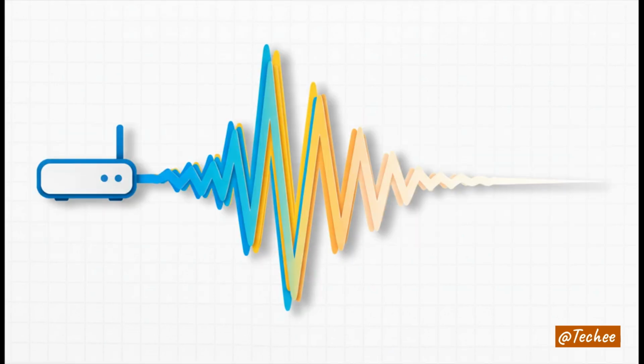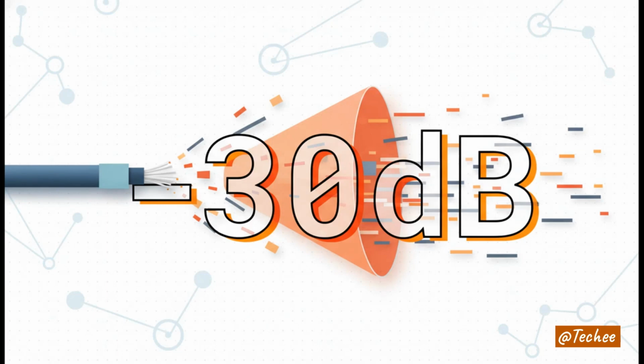Think of it like shouting across a really crowded room. The farther away you are, the fainter your voice gets, right? It's the same with signals. Whether they're in a copper wire, a fiber optic cable, or just traveling through the air, they all naturally get weaker as they travel. This phenomenon has a name. It's called attenuation. We actually measure this signal loss in something called decibels, or dB.